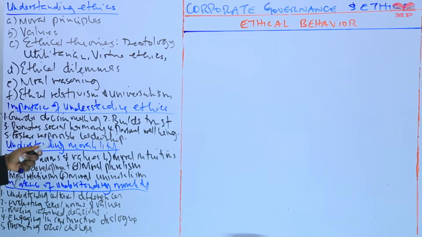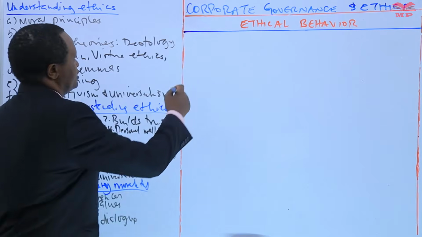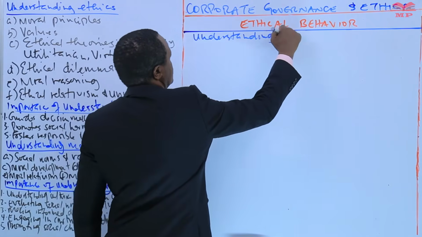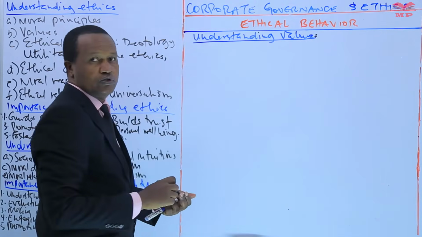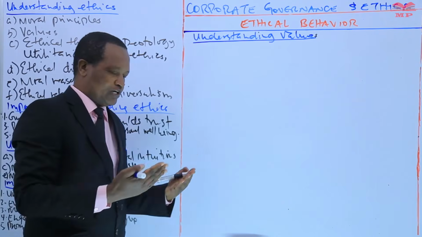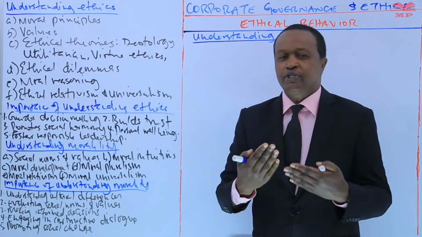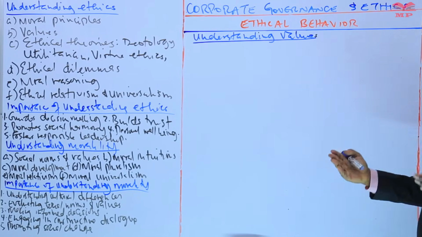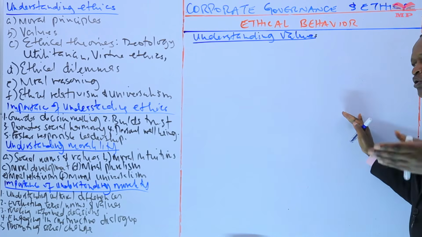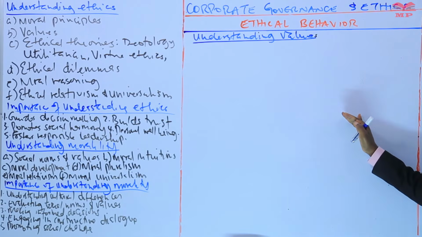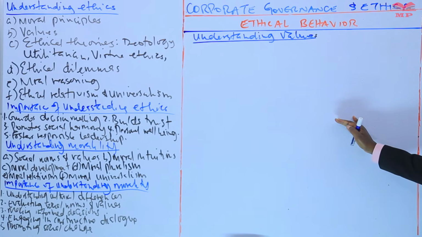Thus, understanding morality. Then let's move on to understanding values. Understanding values. First of all, what are values? Now, values are the fundamental beliefs or principles that guide our attitudes, behaviors, and decision making. They are the core of our moral compass, and they shape our understanding of what is right and wrong, or what is good or bad. Values are often deeply ingrained and can be influenced by various factors, including family, culture, religion, personal experiences, and so on.